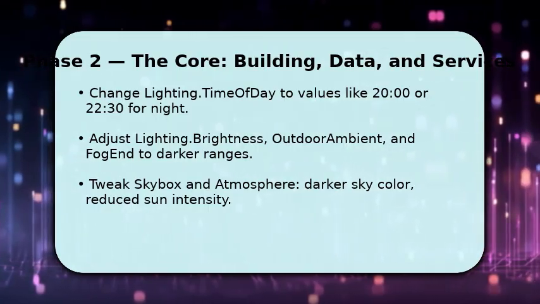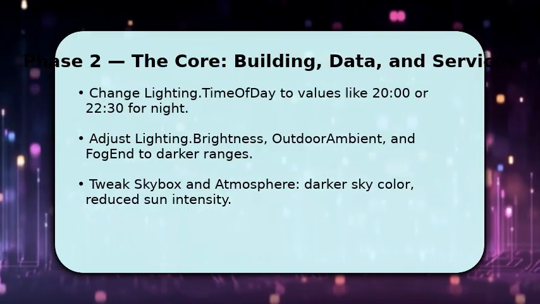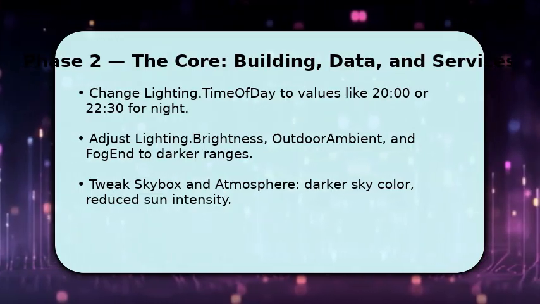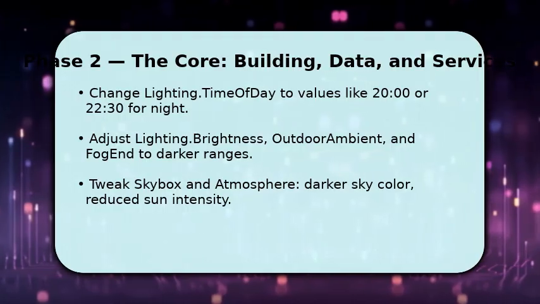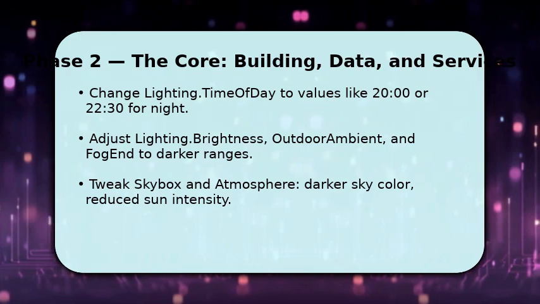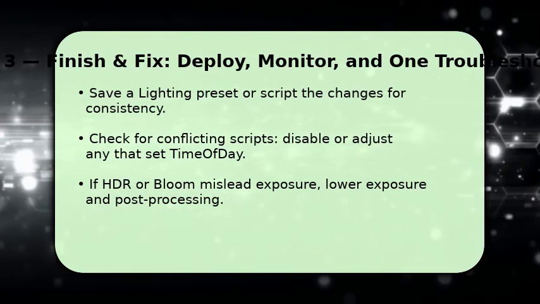Modify fog end and fog color to add depth and night haze. Adjust sky, skybox or moon textures and lower directional light intensity so shadows soften. Once done, preview and play solo to confirm the overall balance and tweak colors until the scene reads clearly as night. Finish by saving your setup.